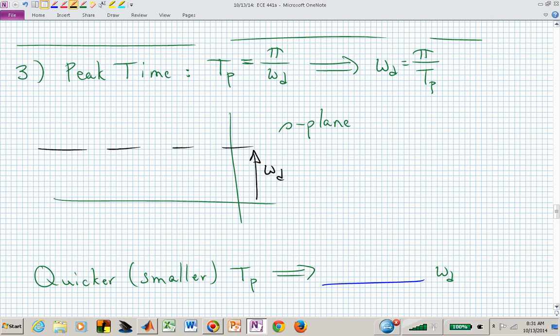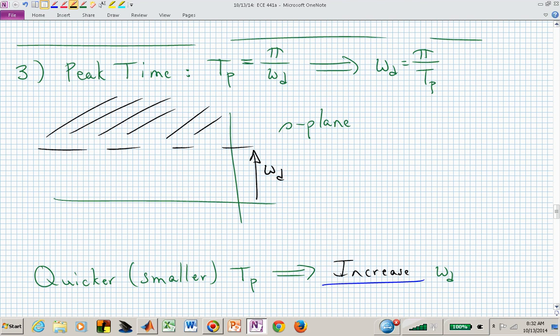And if you want a quicker or a smaller time to peak, what does that mean as far as omega sub d? Which way do you want to go? Do you want to be below that line or compact it, make omega sub d smaller? Or do you want to make omega sub d further? Do you want to get further away from the real line to have a quicker time to peak? We need to be up here, don't we? So this we need to increase omega sub d.